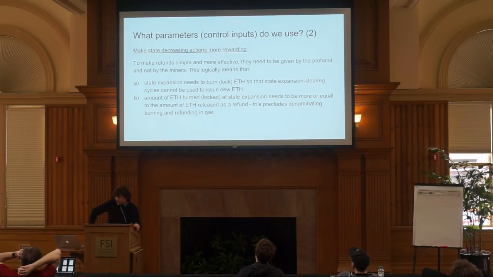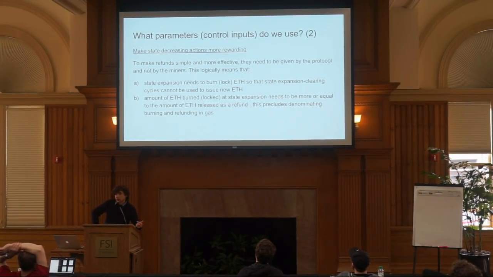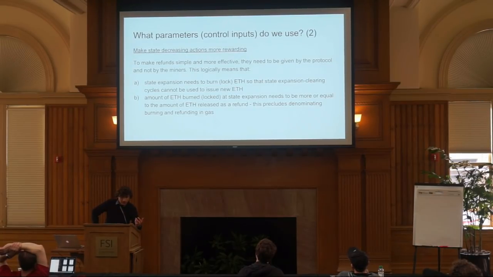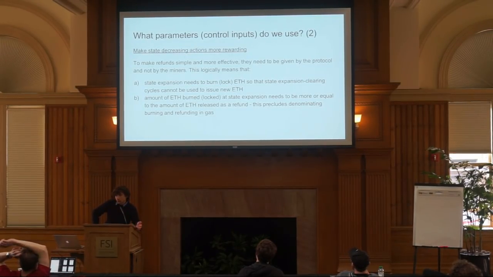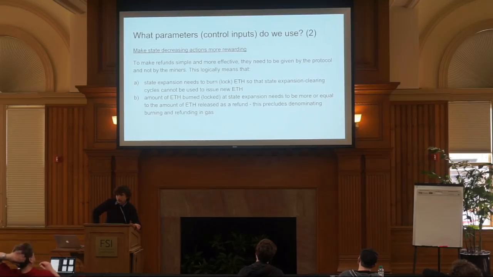I'm not going to talk about the lockups right now, because it's described in detail in other proposals, but this is one of the mechanisms to make the refunds simpler. If you require everybody to lock up some Ether when they expand the state, then you can return that almost in full, or in full, when you clear a state, and that refund should come not from the miners but from the protocol itself, which means that you don't have to have a cap.